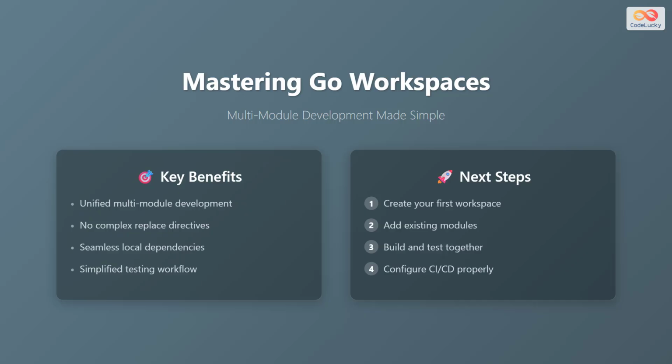To get started with Workspaces, follow these essential steps. First, create your first workspace using go work init. Second, add your existing modules using the go work use command. Third, build and test your modules together using workspace commands. And finally, configure your continuous integration and continuous deployment pipelines properly by disabling workspace mode in production environments. With these fundamentals, you're ready to leverage the full power of Go Workspaces in your multi-module projects.